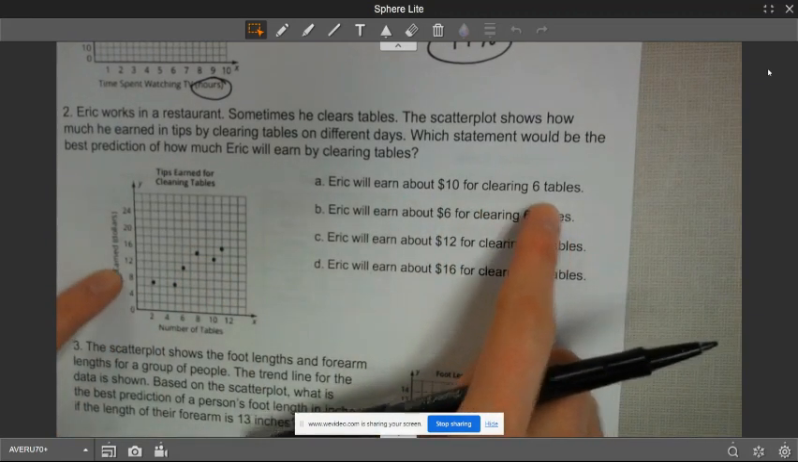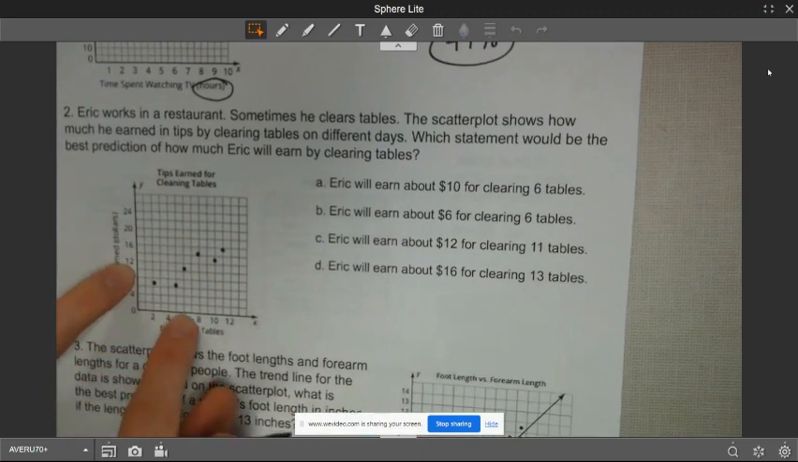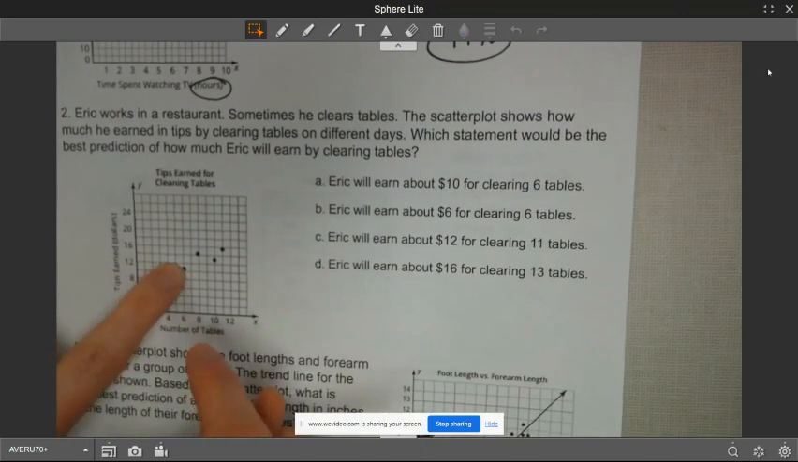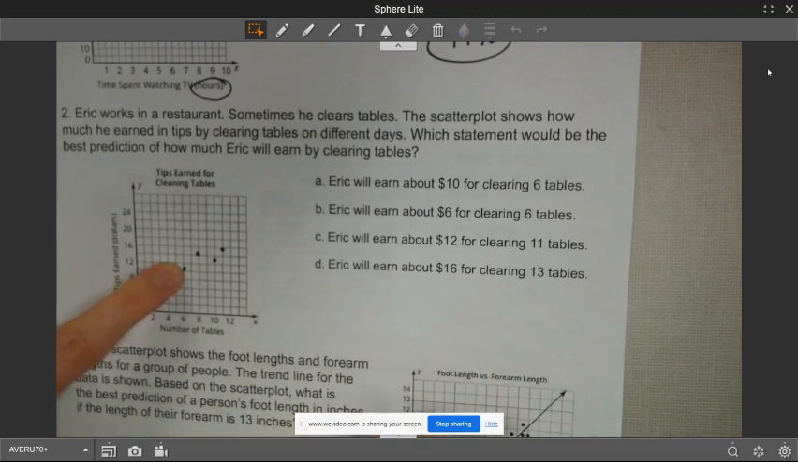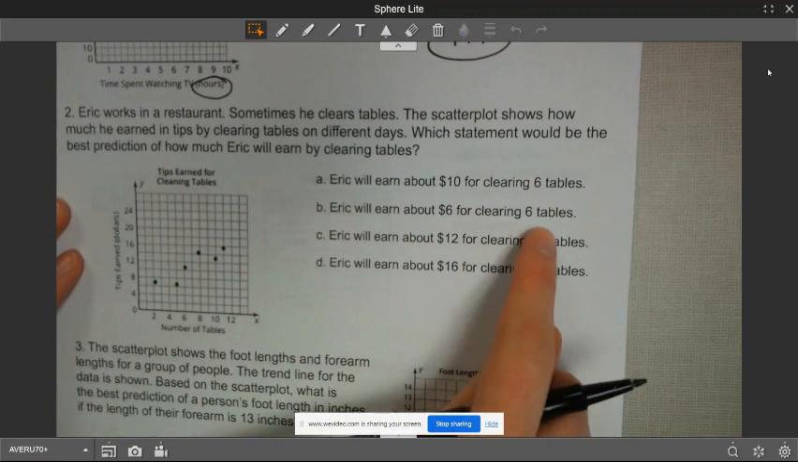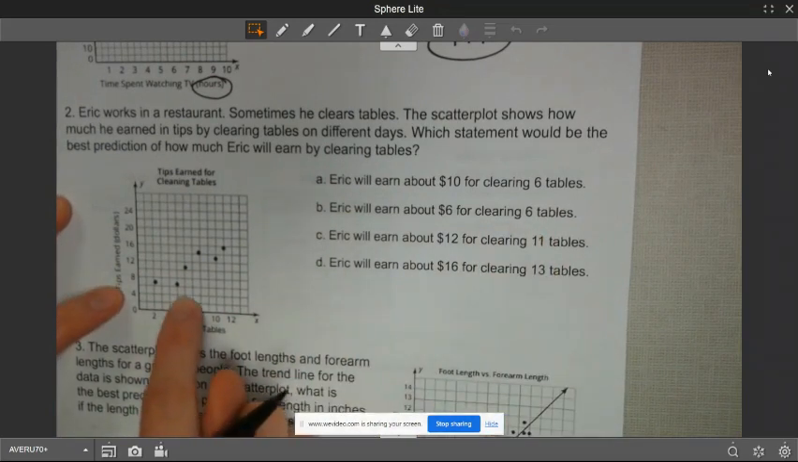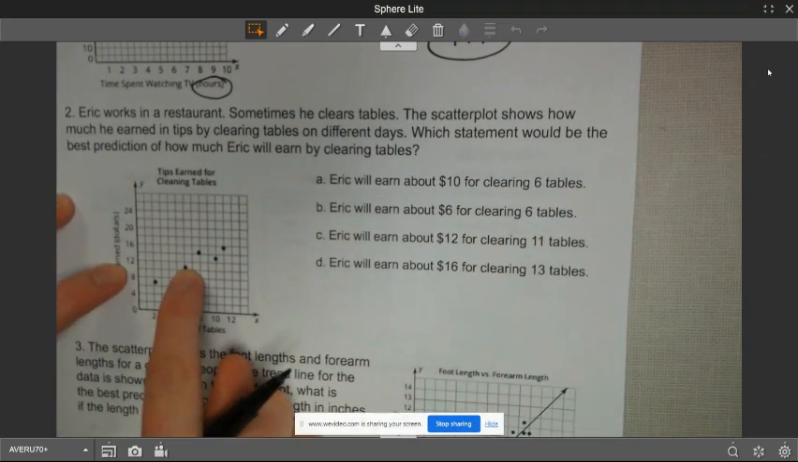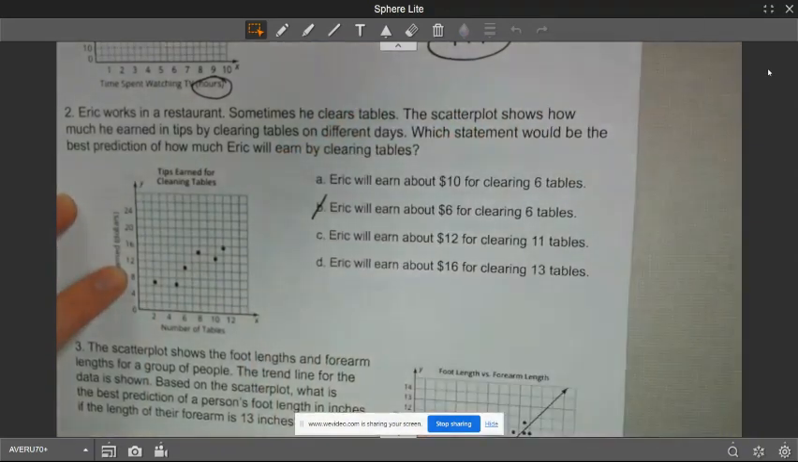Okay, dollars is the y, so looking at 10 and see if that's about 6. Yeah, that doesn't look too bad. Let's see if there's a better answer. Eric will earn about $6 for clearing 6 tables. Well, 6 tables, our point is up here, so I don't think $6 is very accurate.